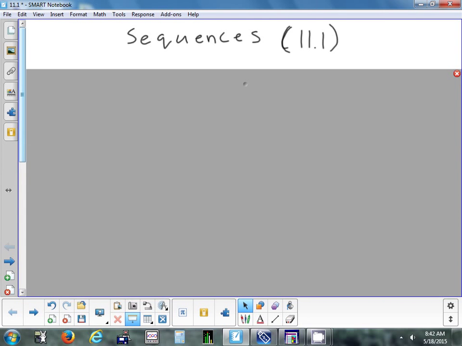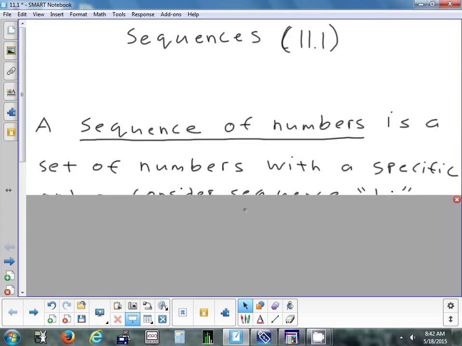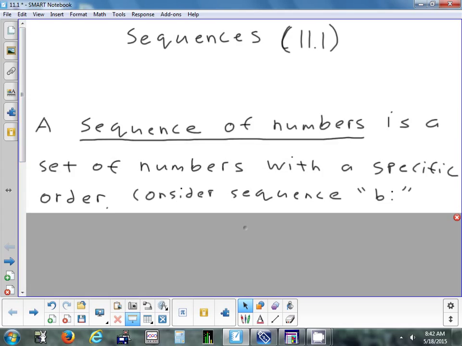All right, so our last chapter we're going to do is chapter 11. Okay, we're going to start out by talking about sequences. Basically, a sequence is just a list of numbers. That's all it is. It's a list of numbers, and those numbers are in a specific order.